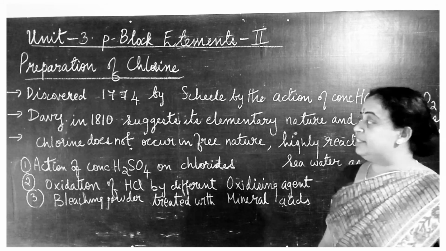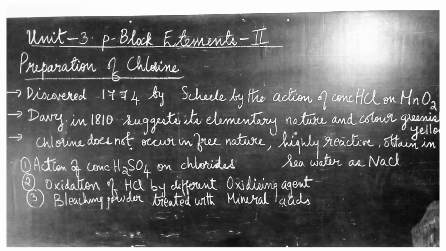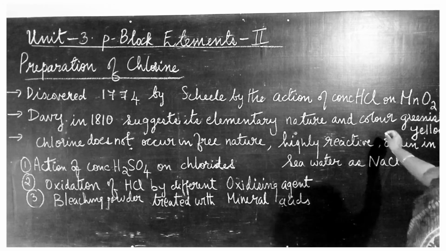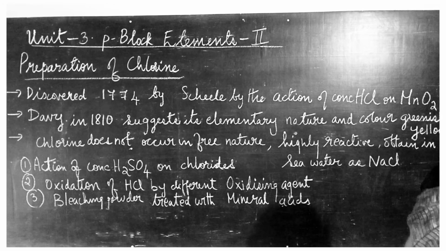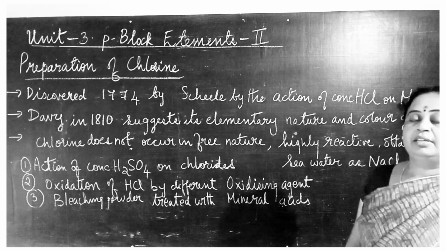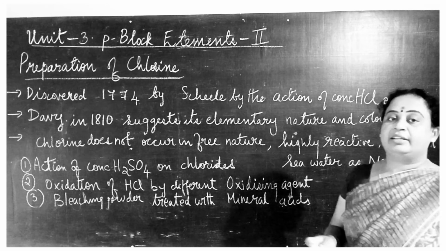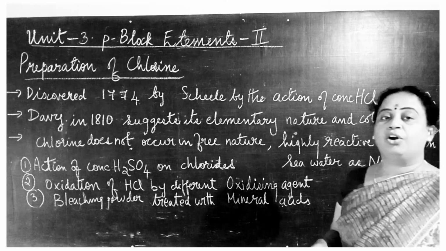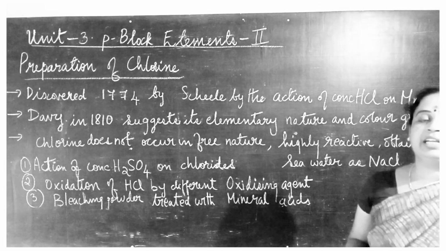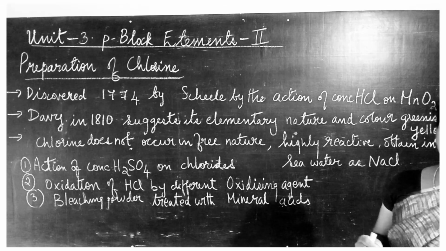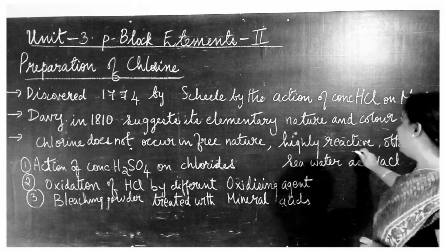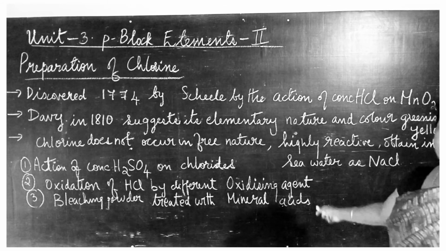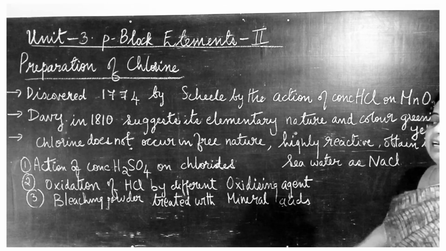Another scientist, Davy, in 1810 suggested the elementary nature of chlorine and also its color. Chlorine exists as greenish yellow in color. Chloro means green, so greenish yellow is the color of chlorine. Chlorine does not occur in the free state. In nature it never occurs free. It always occurs in the combined state, and moreover it is highly reactive. The major source of chlorine is seawater, in the form of the salt NaCl.